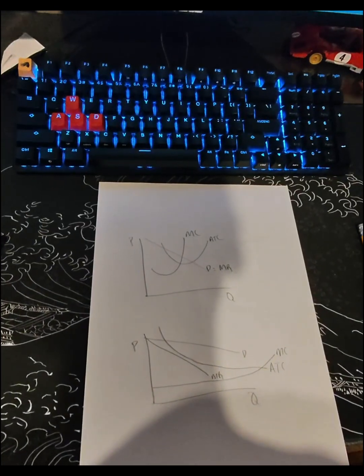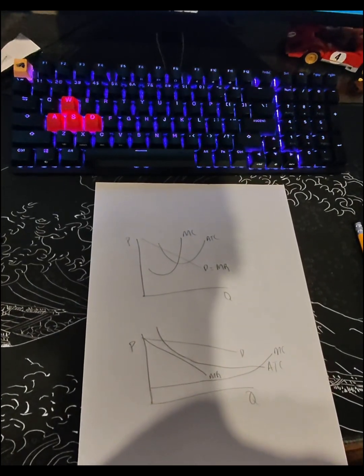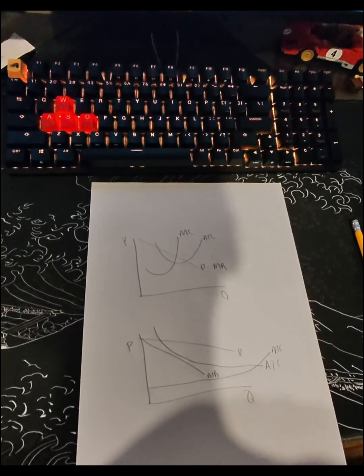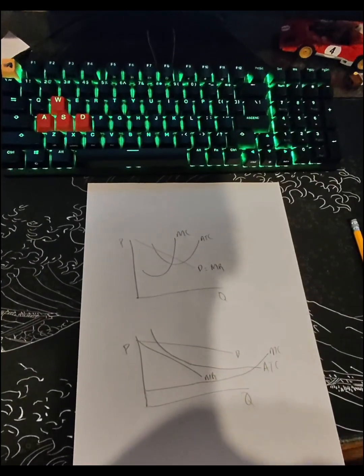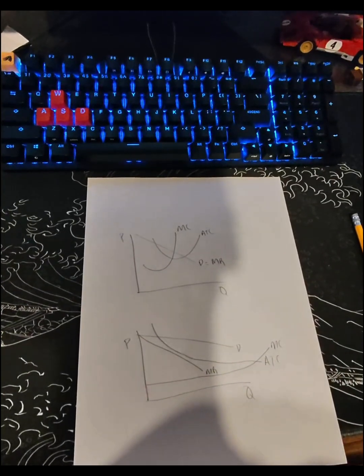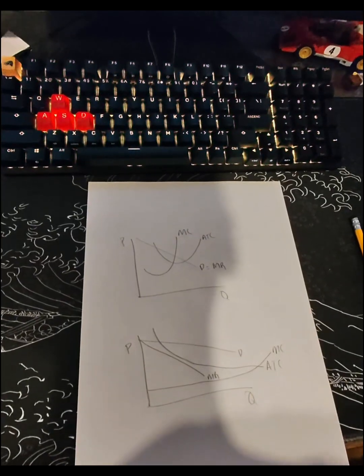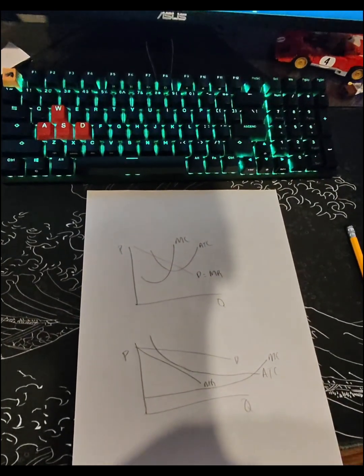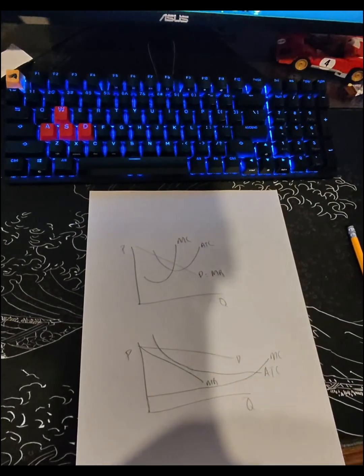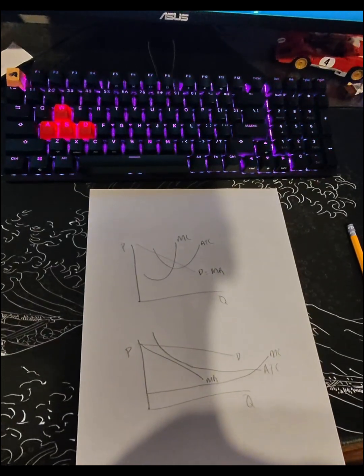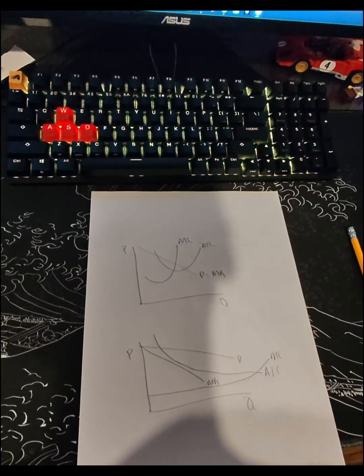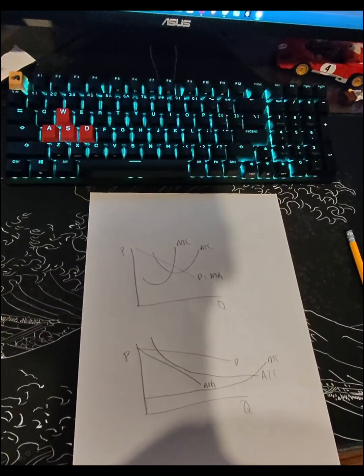So an unregulated natural monopoly sets output where MR equals MC and then charges the price on the demand curve above that point. This usually results in a high price and a positive economic profit, but less output than society wants. But the government can regulate the price in two ways.